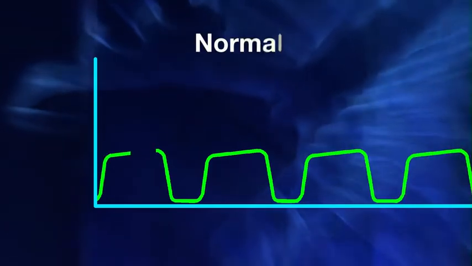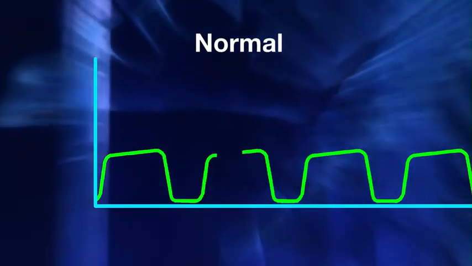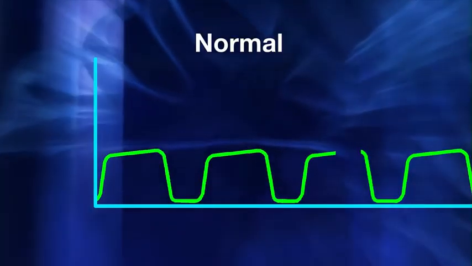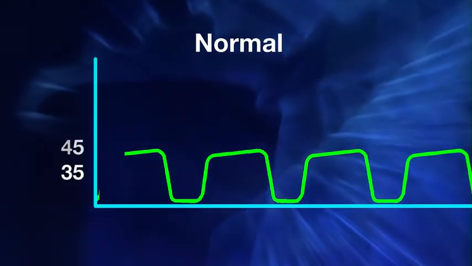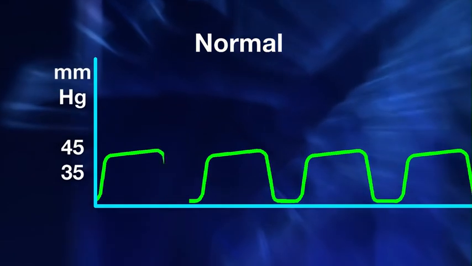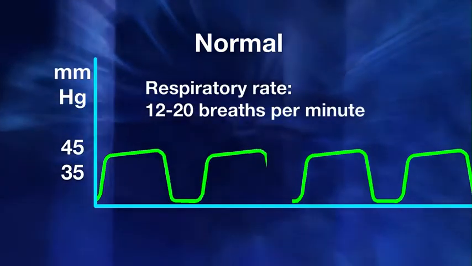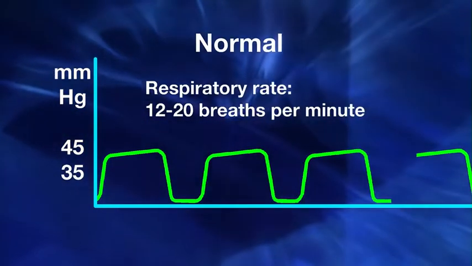In order to understand what abnormal is, we first must know what normal is. The normal waveform should be square or box-like in appearance. The normal range of CO2 in exhaled air is 35 to 45 millimeters of mercury. The respiratory rate would be within normal limits.